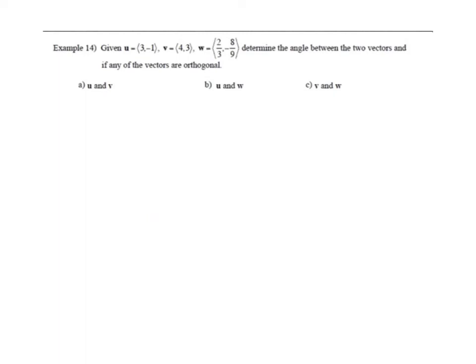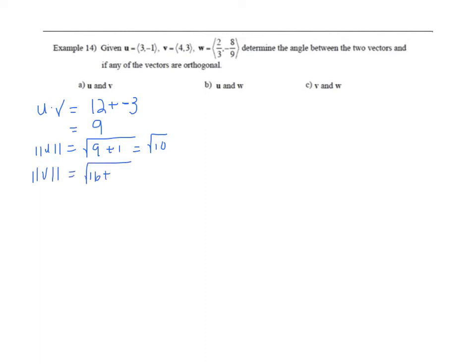B and C are the ones that are worked out on your notes page, and you can take a look at those. But I'm going to find the dot product of u, so I'm going to find u dot v, and that's going to be 3 times 4, which is 12, plus negative 1 times 3, which is negative 3. 12 minus 3 is 9. So it is not orthogonal. It is not a right angle. Then the next thing you want to do is go ahead and find the magnitude of u. The magnitude of u is going to be 9 plus 1, which is the square root of 10. And the magnitude of v is going to be the square root of 16 plus 9, which is 25. The square root of 25 is 5.